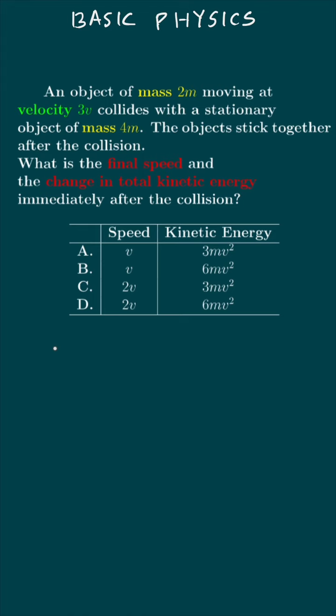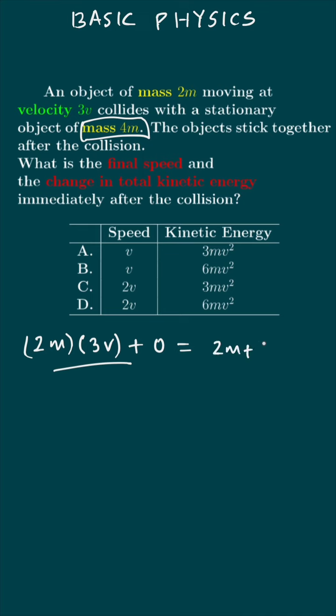From the conservation of momentum, we can write 2m times 3v plus 0, since this one with mass 4m is not moving, and this is the initial momentum. For the final momentum, the objects will stick together. That's why 2m plus 4m will stick together. The velocity will be vf.